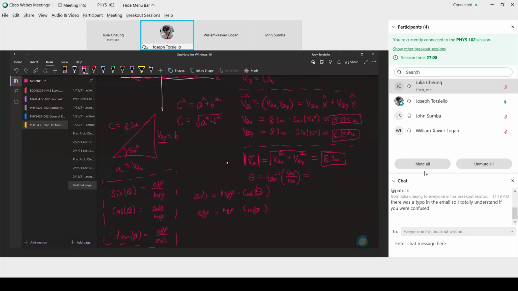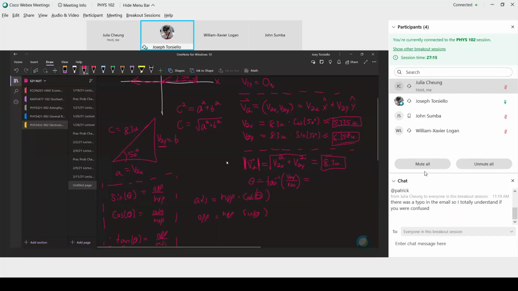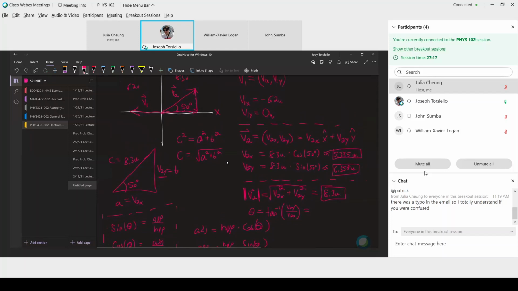And in fact, if you plug this in, v2y was 6.358 divided by 5.335. You should get about 50 degrees, or 49.999. But either way, if you see that on the test, then you should know it's just 50 degrees, because it might just be off by rounding and stuff.